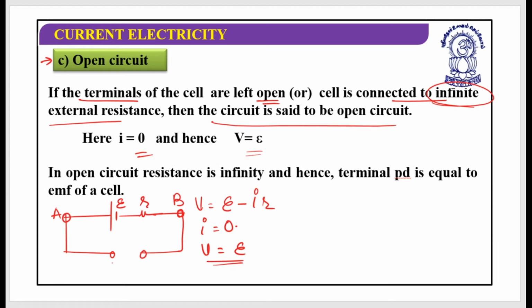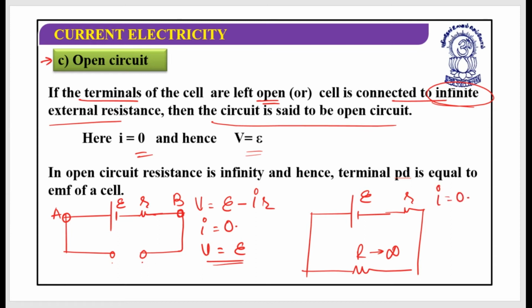So if terminals are open, or one more case is, let's suppose this is E, this is r, and this has been connected with the resistance R. This R tends to infinite, that is, it is nearly infinite. So even in this case I equals 0, and if I equals 0, my V should be equal to E. Yes, so this is open circuit.